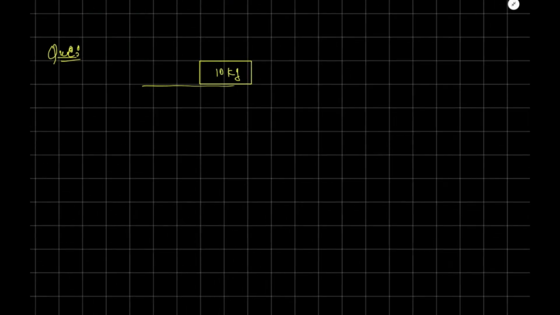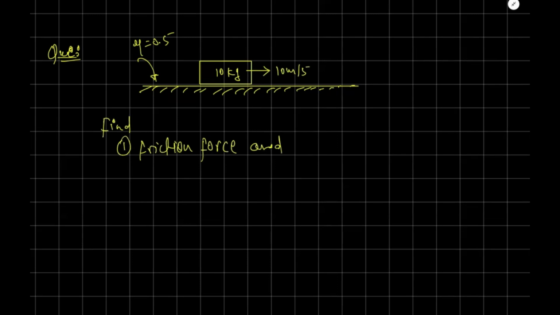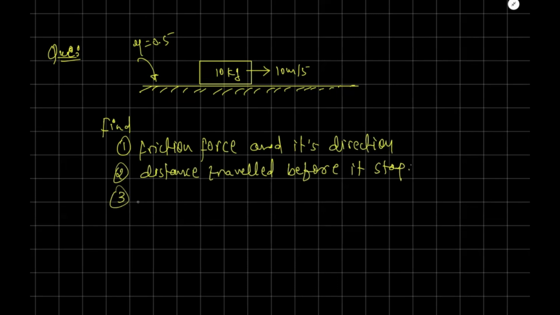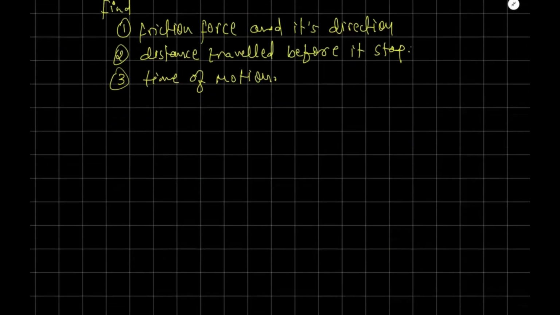So it is given to you a block of mass 10 kg. It is kept on a floor which has coefficient of friction mu equals 0.5, and this object is projected on this floor with a speed of 10 meter per second. So what we have to find: number one, friction force and its direction. The second thing, distance traveled before it stopped, and the last thing we have to find is time. So what we'll do first, we'll make a free body diagram.